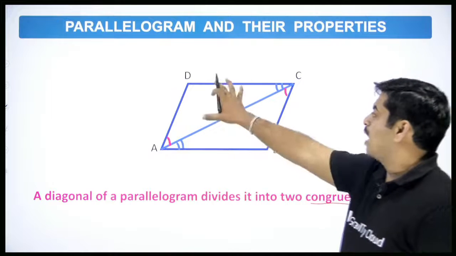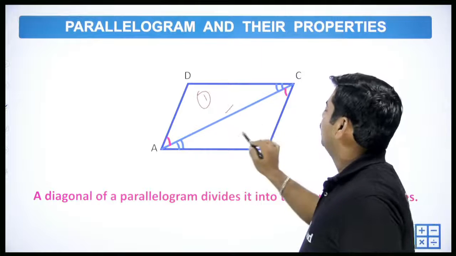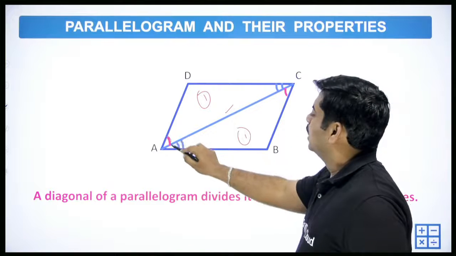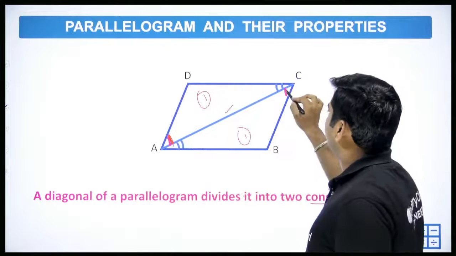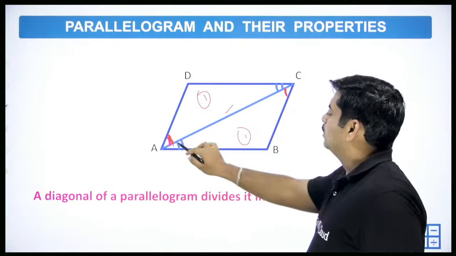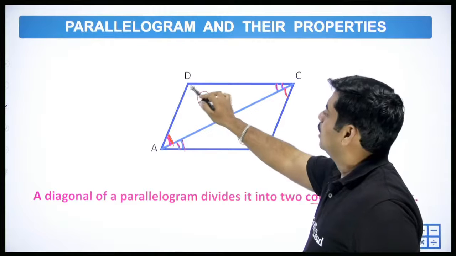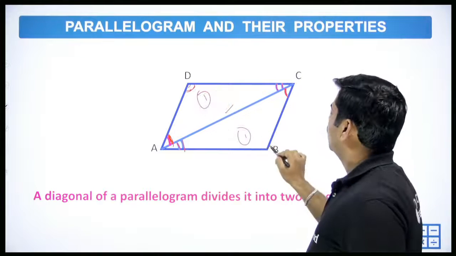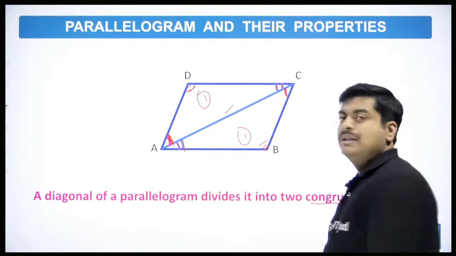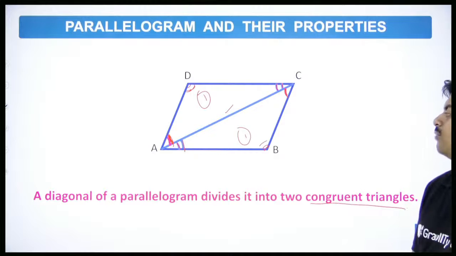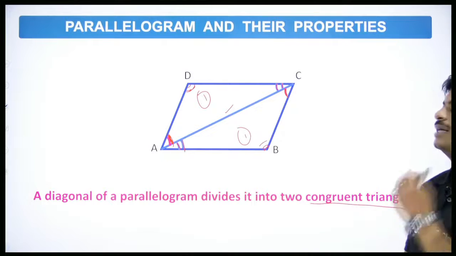You can see here, this is one triangle ADB and the triangle ABC, and you can see that angle A here will be equal to angle C here, this pink color, and these two angles will be equal to these two angles, and obviously the third angle will also be equal. Right? So these two triangles are congruent triangles, and you can say AC is a diagonal.